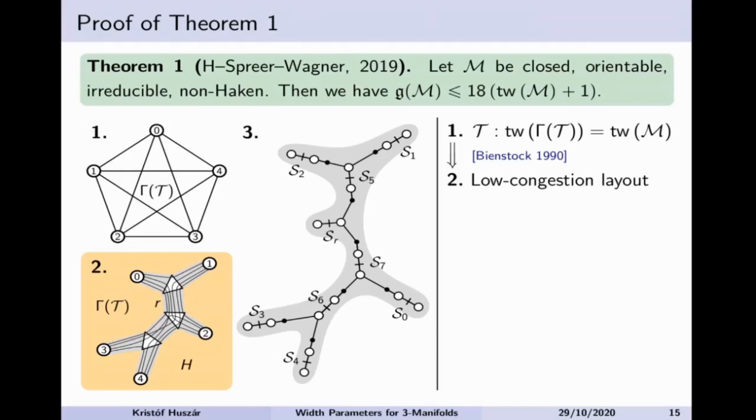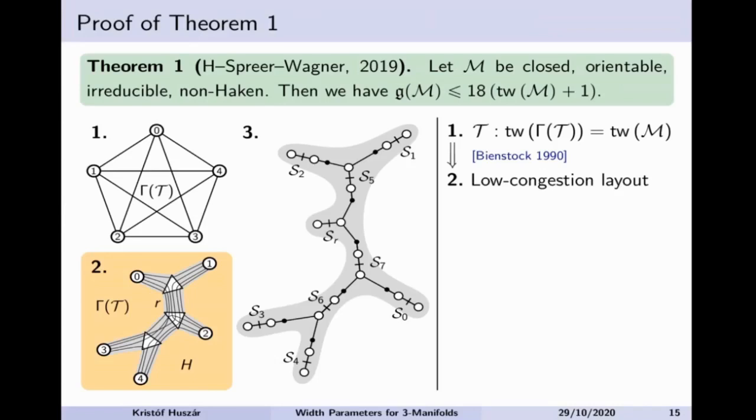According to a result by Bienstock from 1990, if you have a small treewidth triangulation, then you can always turn it into a low congestion graph layout. So what we see on the bottom left is that the leaves of the tree correspond to the vertices of our original graph. H is some binary tree, and each edge of the original graph, gamma T, is routed along the unique path between the two leaves that correspond to the endpoints of that edge. And this way, we get a graph layout.